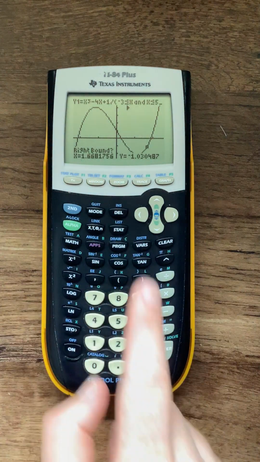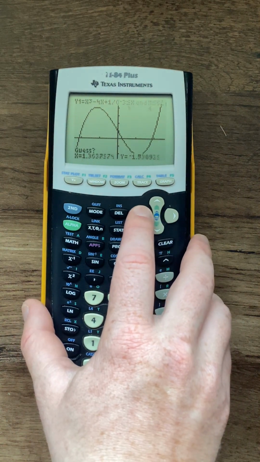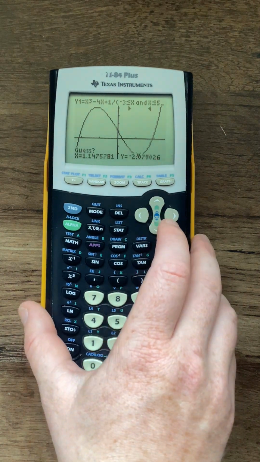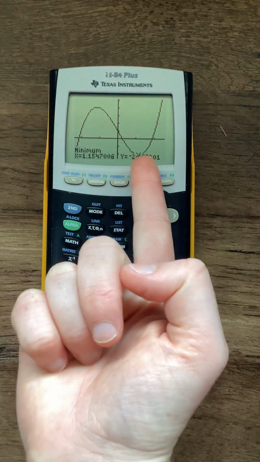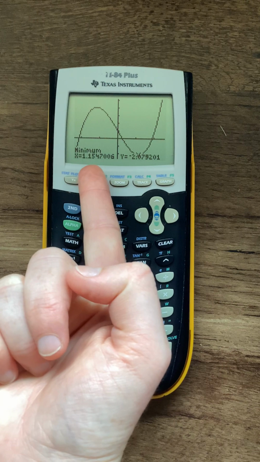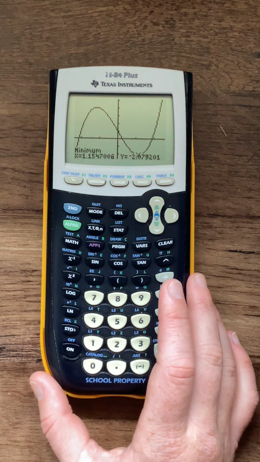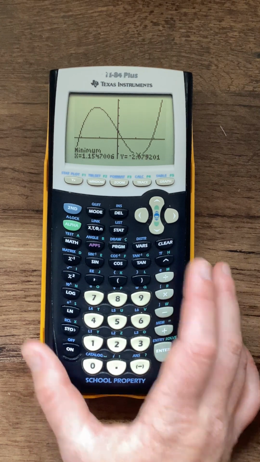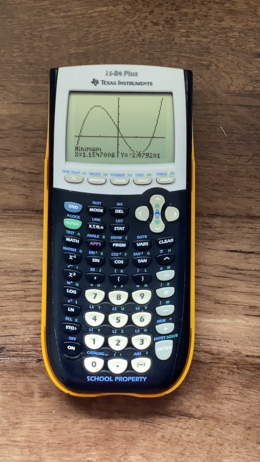and then the right side of the minimum is going to be over here. See, right bound, right side of the minimum, hit enter, and then you say guess. So you go kind of down into that pocket, close to the bottom as you can, and you hit enter. And it's going to give you the minimum. So your minimum down here, 1.1547, -2.68, I think. So nice and simple, pretty easy to find your maximums and minimums.